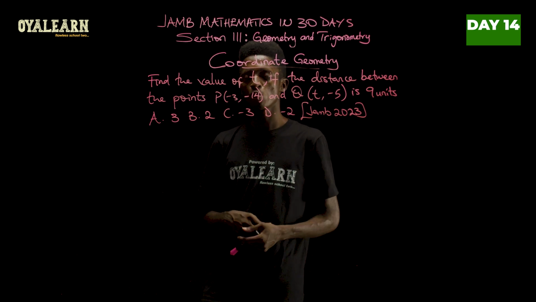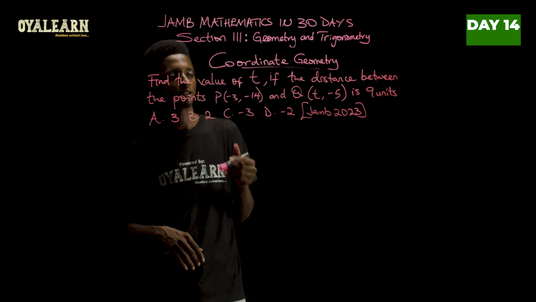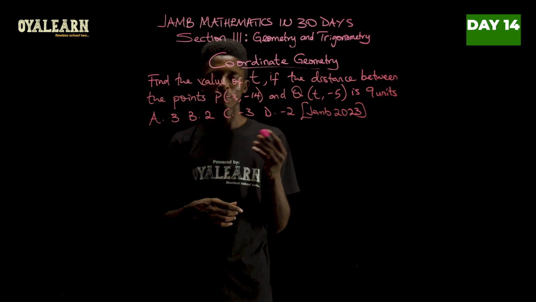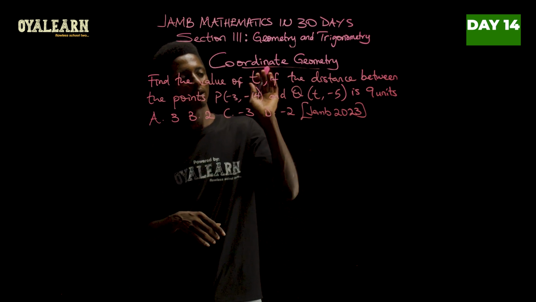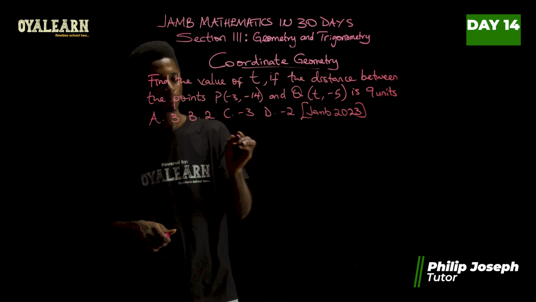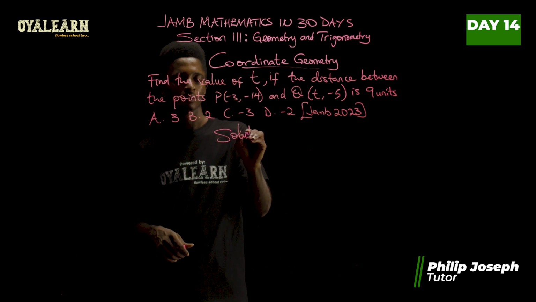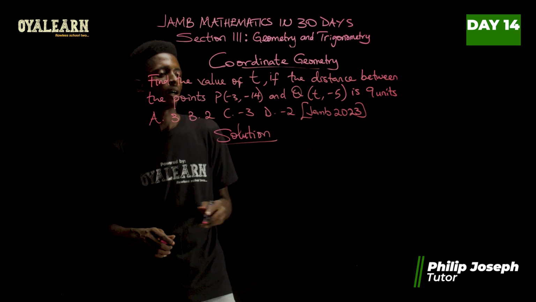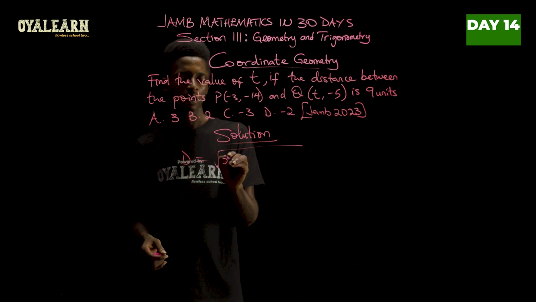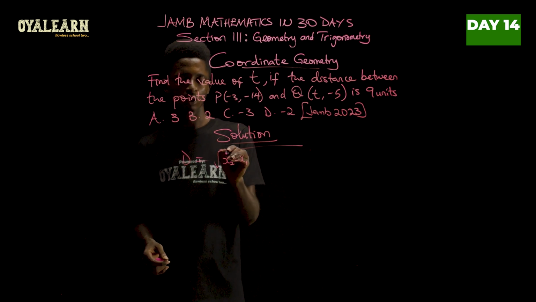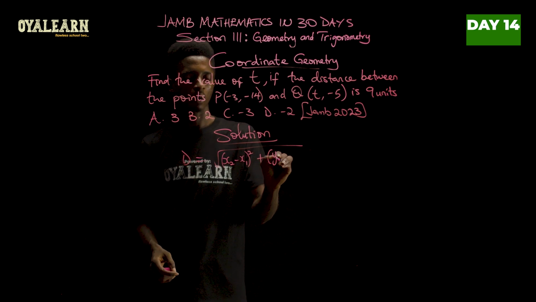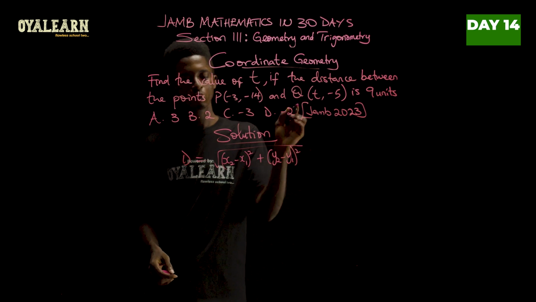This question from Jamb 2023 says, find the value of t if the distance between the points P, that is minus 3, minus 14, and Q with the coordinate t, minus 5 is 9 units. Now, we know that the distance between 2 points is given as the square root of x2 minus x1 squared plus y2 minus y1 squared.